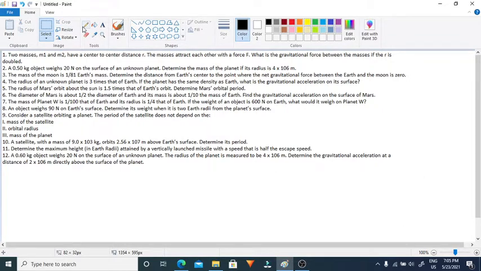There we go. All right, number 4. The radius of an unknown planet is 3 times that of Earth. If the planet has the same density as Earth, what is the gravitational acceleration on its surface? So, the first thing we have to understand is the density is equal to the mass over the volume. And we also know that the volume of a sphere is 4/3 pi r cubed.